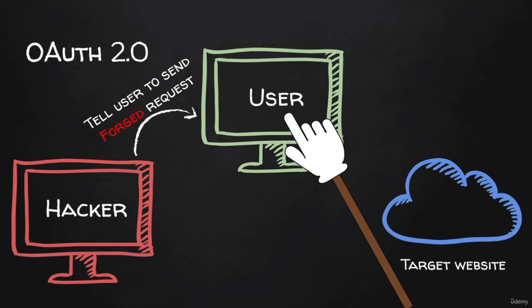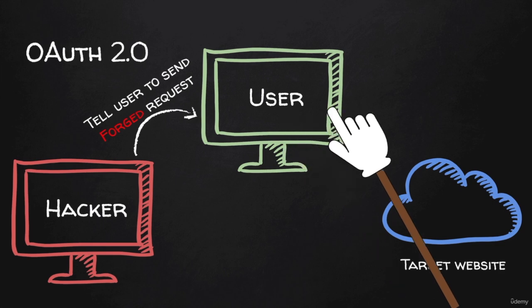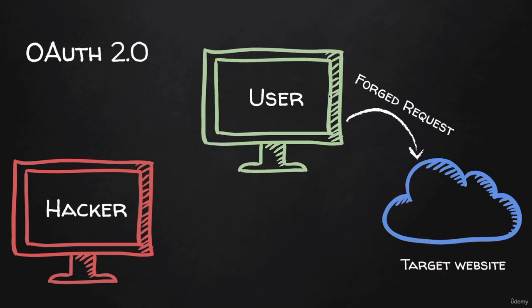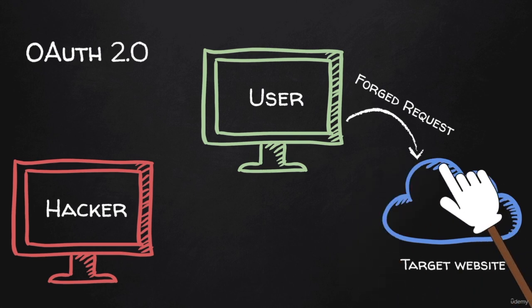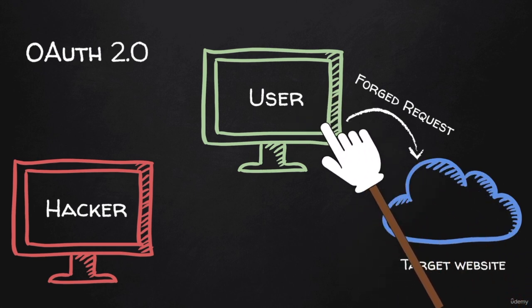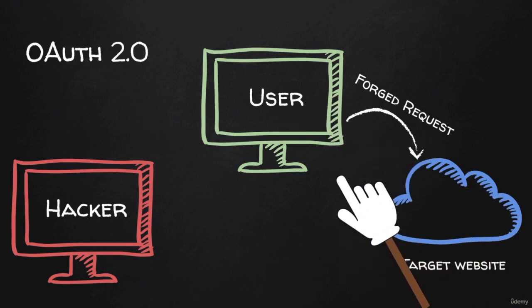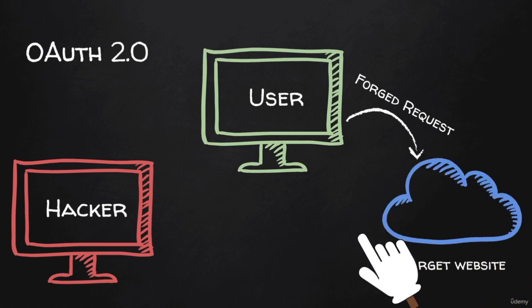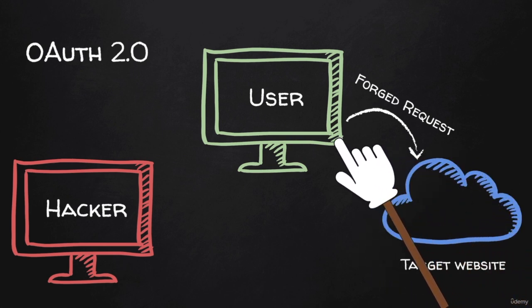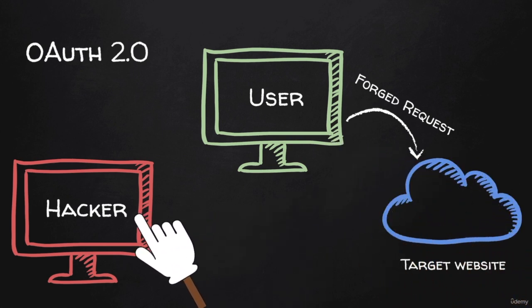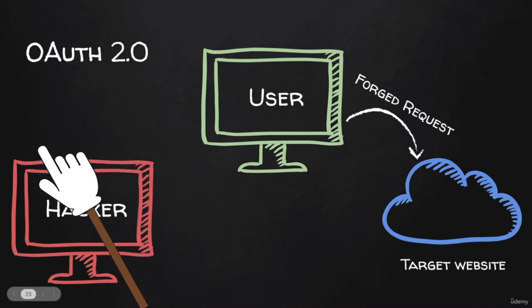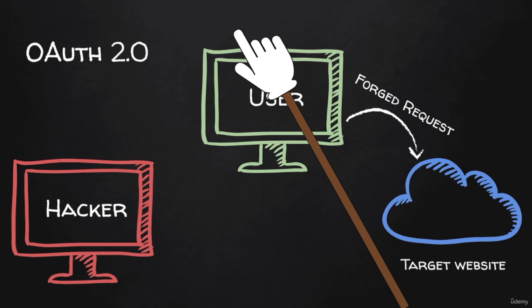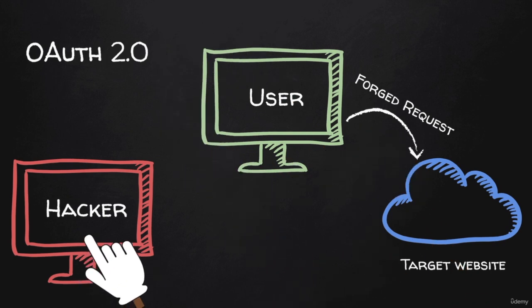So it could be a URL or an HTML page. If the user submits that request to the target website, the website will not verify that the user actually created this request. Therefore, it'll execute it as if this user submitted it. The hacker knows what this request is because they created it, and therefore manages to either change the password of the user or get them to submit something that is useful to them.